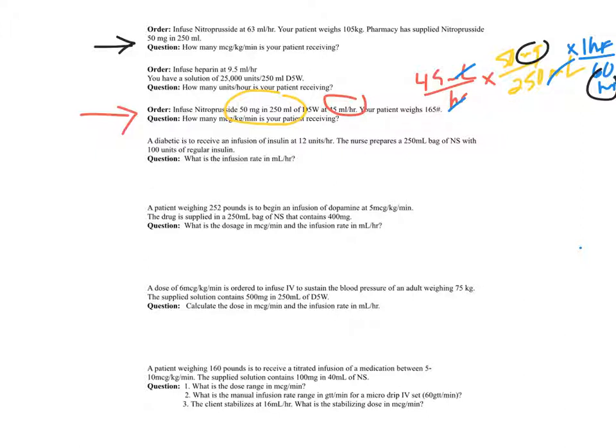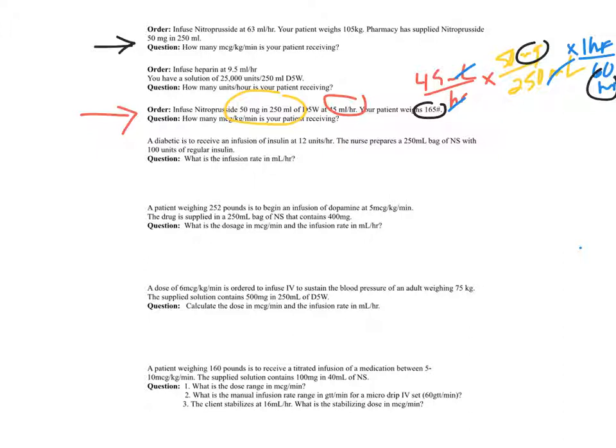So the patient weighs, I think what they meant here is 165 pounds. The pound sign, I think, is supposed to be interpreted as 165 pounds. So don't forget, when you're converting pounds to kilograms, you have to take 165 divided by 2.2. So that weight would be 75 kilograms. Just as kind of a heads up on that.